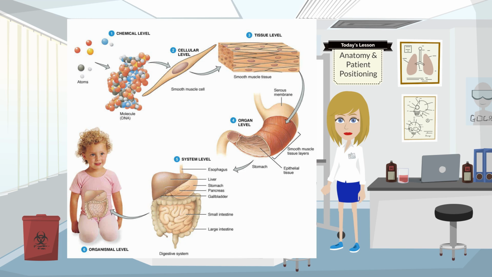Groups of similar cells that work together to perform a common function are called tissues. An organ is a group of tissues that act together to perform a special function. A system is a group of organs that work together to perform complex functions. The 6th and highest level of structural organization is the human body, composed of all systems.